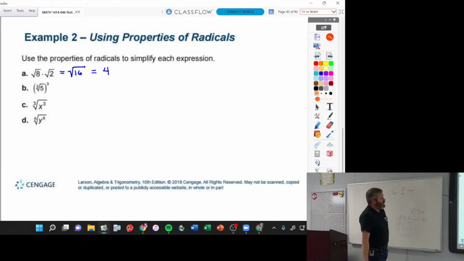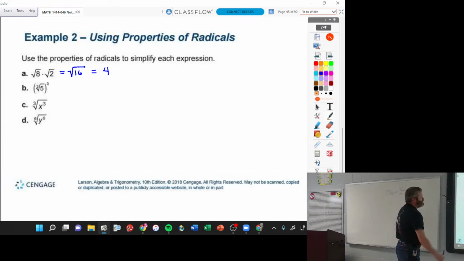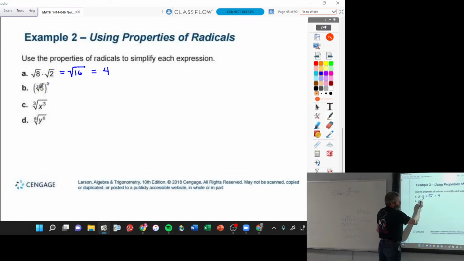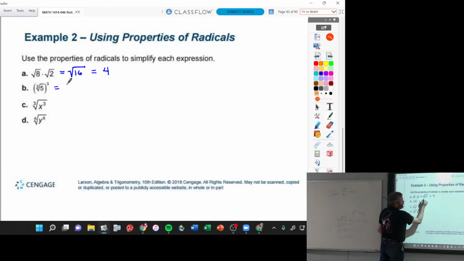So I'm taking the cube root of 5, but I'm going to cube that answer. And the cube root is going to kind of cancel that radical. So the answer is simply going to be 5.